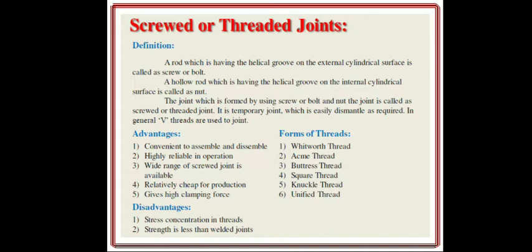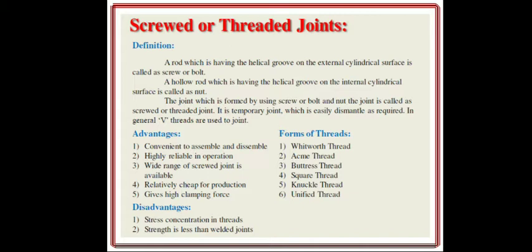So first we will go with the definition. What is the threaded joint? A rod which has a helical groove on the external cylinder surface is called a screw or a bolt. A hollow rod which has a helical groove on the internal cylinder surface is called a nut. As you already know the nut and bolt arrangement, the nut has internal threading and the bolt has external threading. So the joint which is formed by using a screw or bolt and nut is called a screwed or threaded joint.